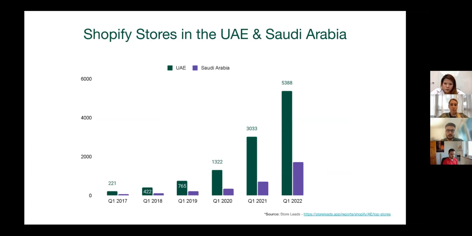So you can see very quickly that in 2017, there were only 221 Shopify stores in the UAE. And as of Q1 2022, there are actually 5,388 stores, which is a significant increase in only 5 years. And the same trend is happening in Saudi, where I think it was like 20-something stores.